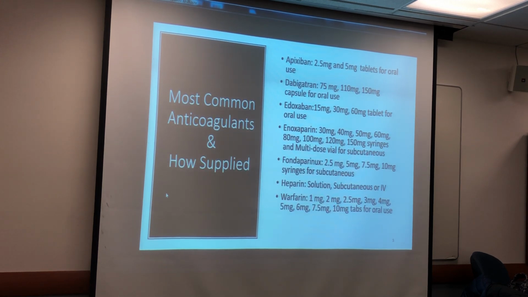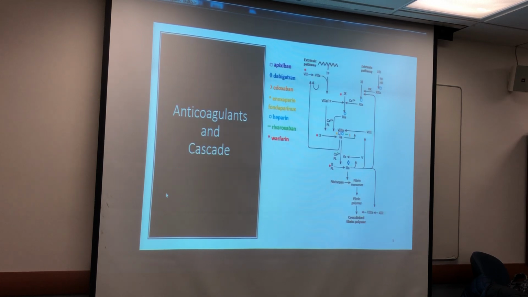So these are some of the more common anticoagulants that you're going to see. I'm not going to talk about dosing. This is just how they're available. There are other anticoagulants as well, but these are your more common ones. You have your oral novel anticoagulants, which is apixaban, dabigatran, edoxaban, and rivaroxaban. Apparently I left off. And then your enoxaparin and fondaparinux, which are your low molecular weight heparins, and then heparin, and then warfarin.